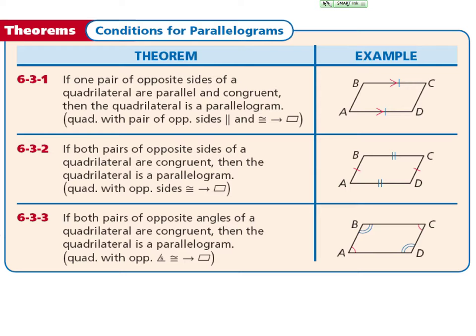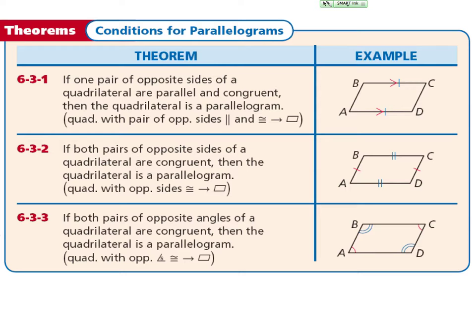So notice in the picture we have a four-sided figure, we have a quadrilateral, and we have one pair of sides that are both. You might underline the words parallel and congruent. So they have to be parallel and they have to be the same length. So if you have two parallel segments that are the same length, when you connect the ends of them, you're always going to form a parallelogram. If one pair of opposite sides of a quadrilateral are parallel and congruent, then the quadrilateral is a parallelogram.